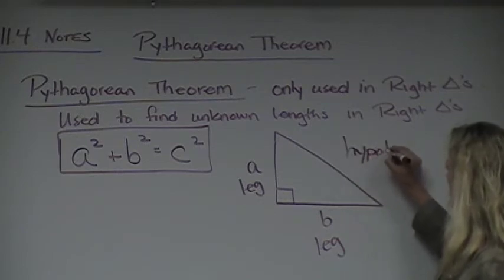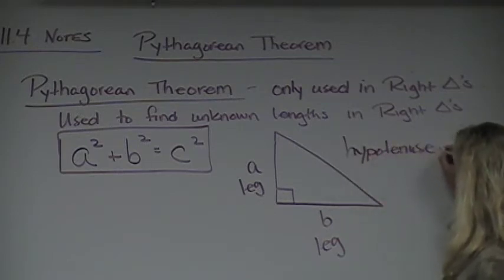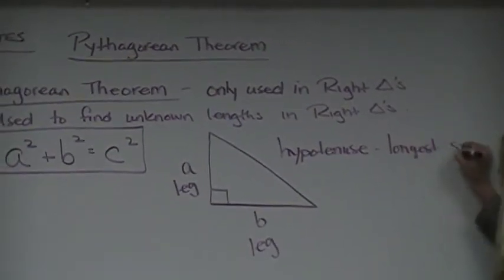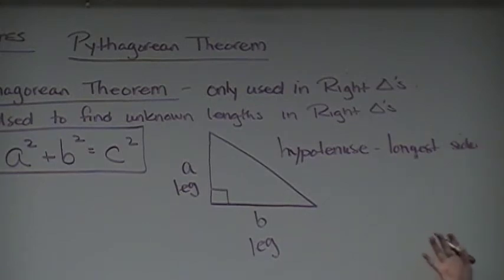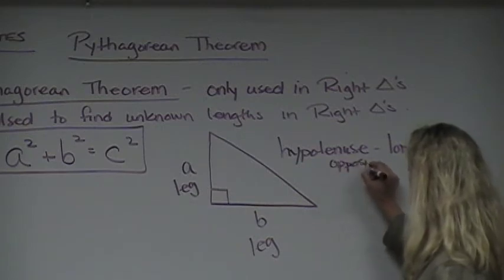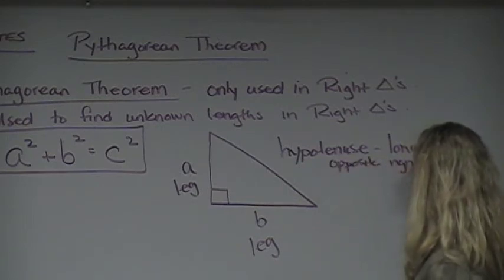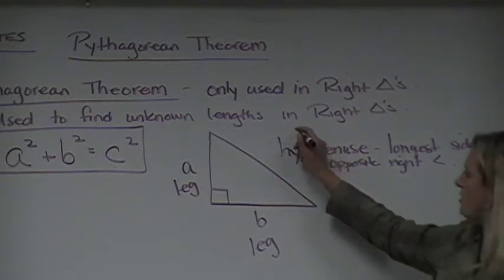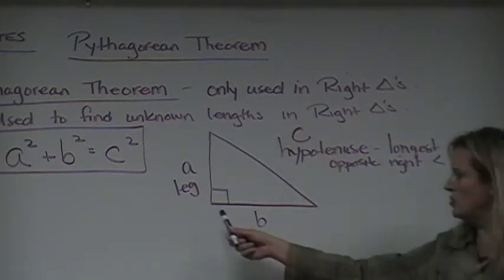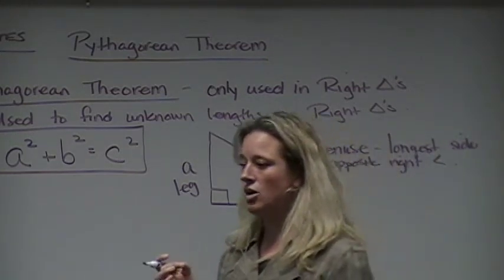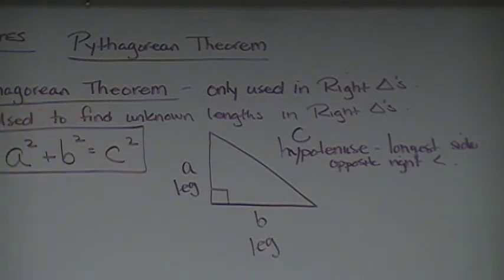The hypotenuse is always the longest side of our right triangle. Let's make sure we put that down. It's always the longest side of our right triangle, and it always lies opposite the right angle. So it's the longest side, and it's also going to be opposite the right angle. We always denote that by the variable c. So the two legs are a and b. The hypotenuse is represented by the variable c. The hypotenuse is always the longest side, and it's always opposite the right angle.